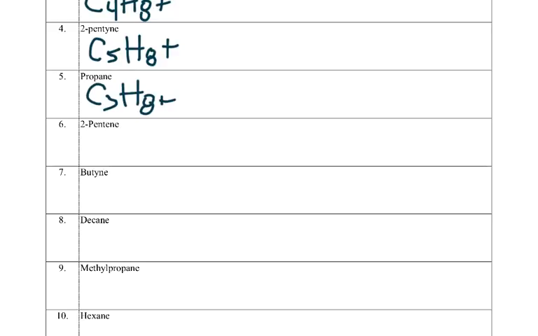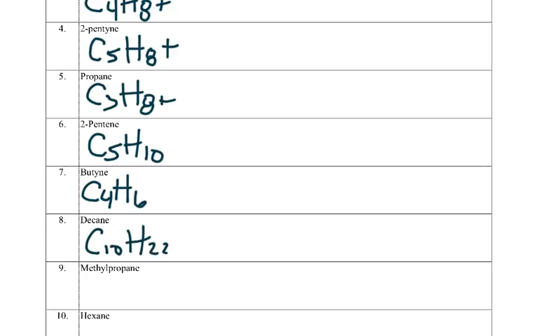2-pentene. Okay, again, the 2 just tells you where to put the double bond. But the pent means 5 carbons. Ene means double the number of hydrogens, so C5H10. Butyne. Butyne, C4. Okay, for the H's, it's double the number minus 2 because it's yne, and so that will be 8 minus 2, 6. Decane. Okay, dec means 10. Ane means double the number plus 2, so H22.